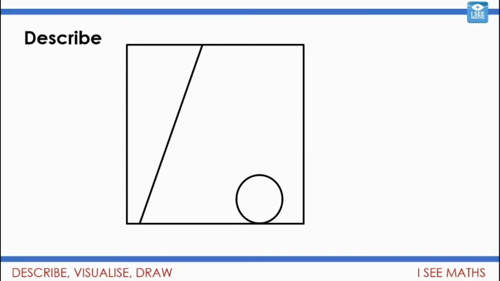Now, the circle will touch the bottom edge of the square. It won't touch the right edge. It's almost in the corner, but not quite. And it's about a quarter of the height of the square. Okay, and then you would draw that circle, hopefully. And then I might say something like this.